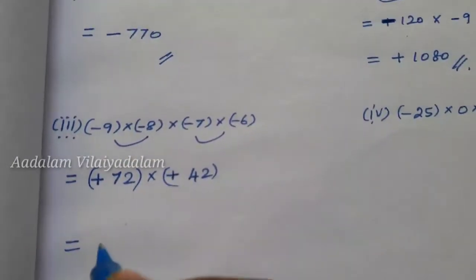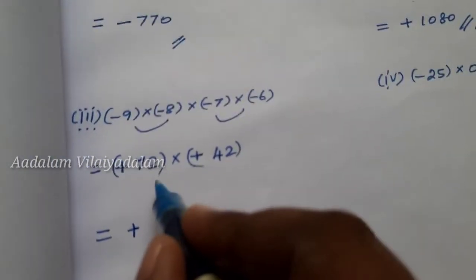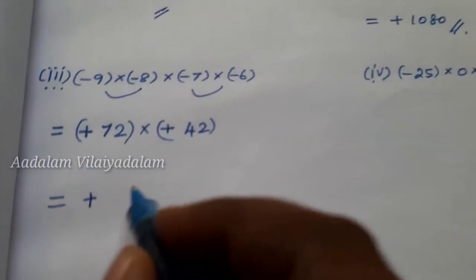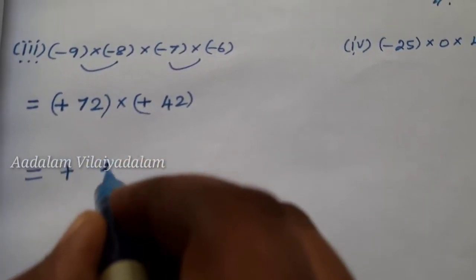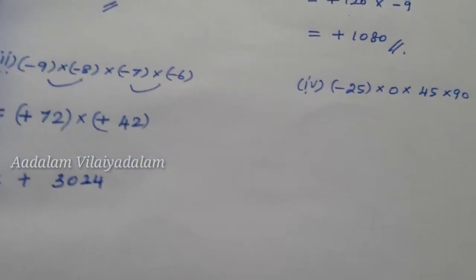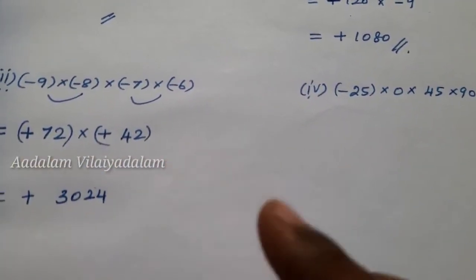Here plus into plus you will get plus. And 72 into 42, what will you get? Here we will get 3024. Okay, so if you multiply this, you will get the answer.